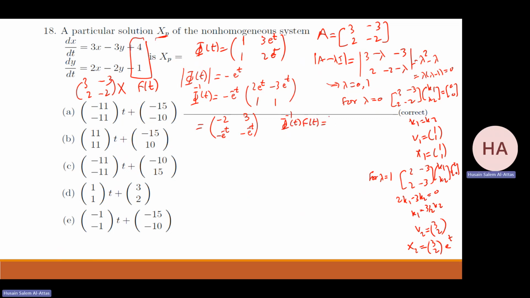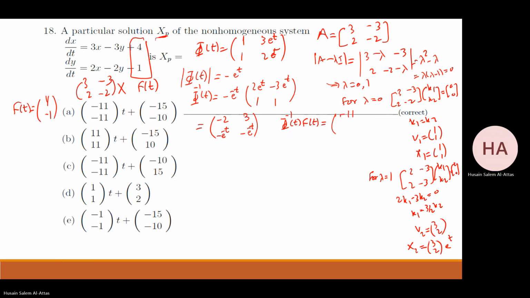That will be what? I can do it right away. This f is what? Let me write f of t in front of me. 4 and minus 1. Be careful, there is 4 and minus 1. Okay. So this first row times the column, you have minus 8. That will be minus 11.